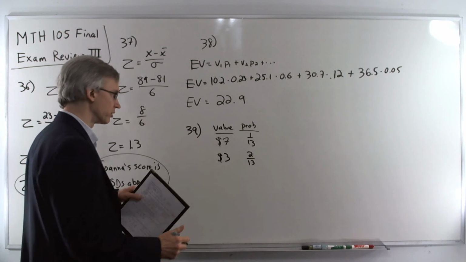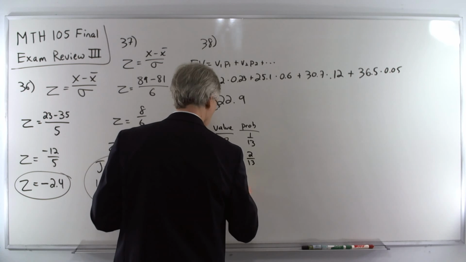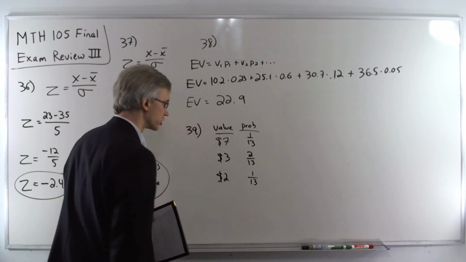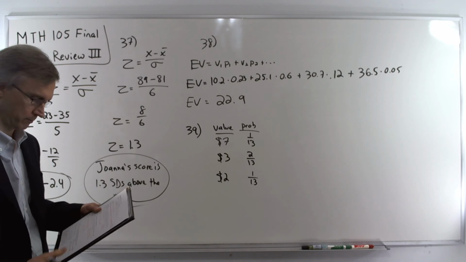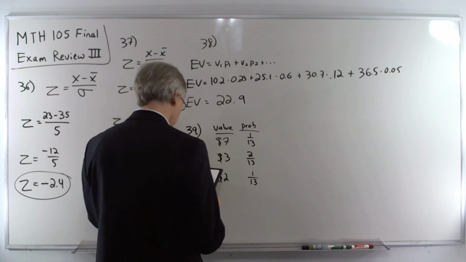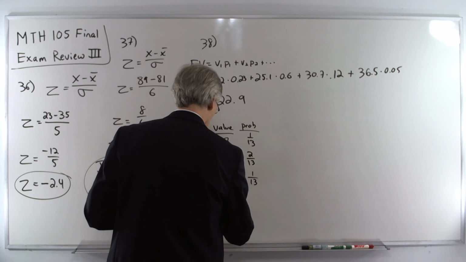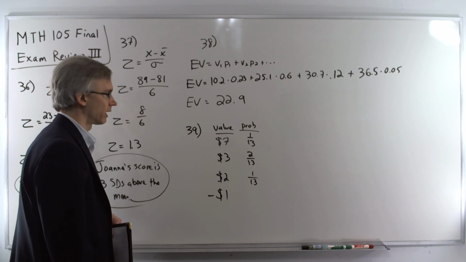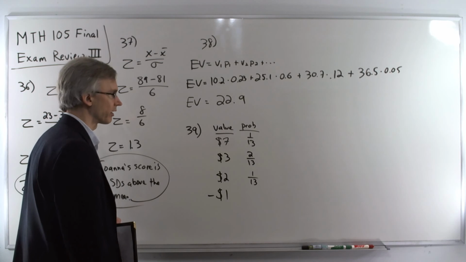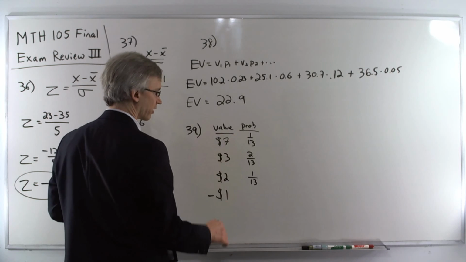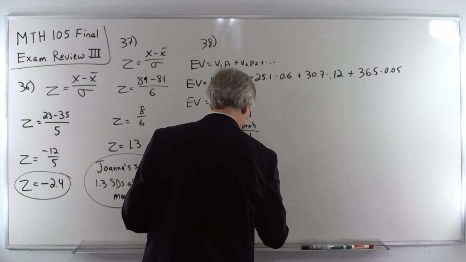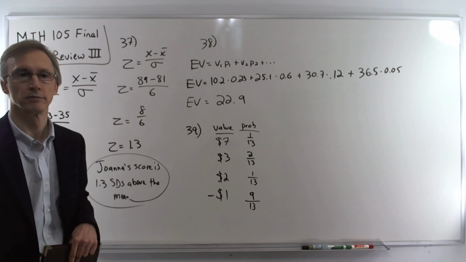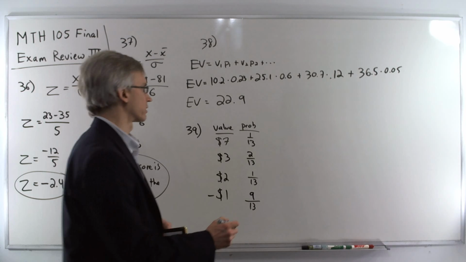Next up, a jack. You win $2. There's only one jack in each suit, so 1 out of 13 for that one. And finally, any other card, the player loses $1, so negative $1 for the value. And for any other card, well, we have 13 cards and we got 4 here, so that's 9 left. So there's 9 cards where we lose $1. All right, now this is what we'll use for the expected value calculation.